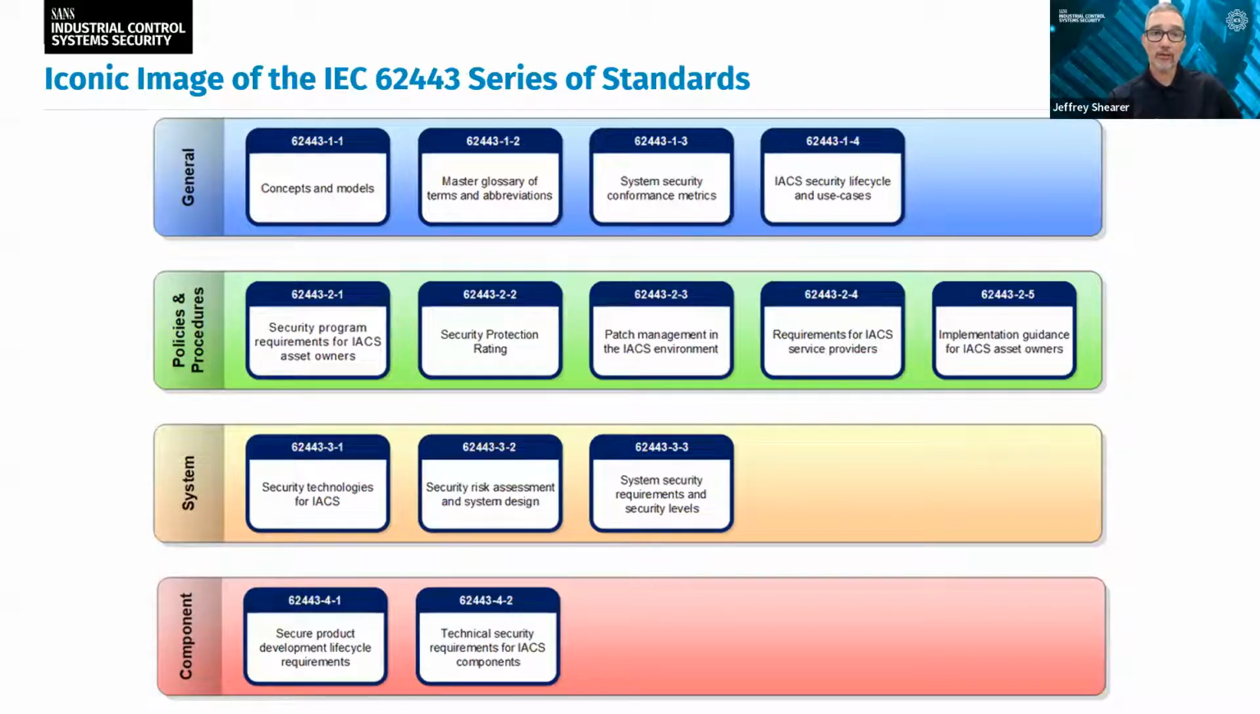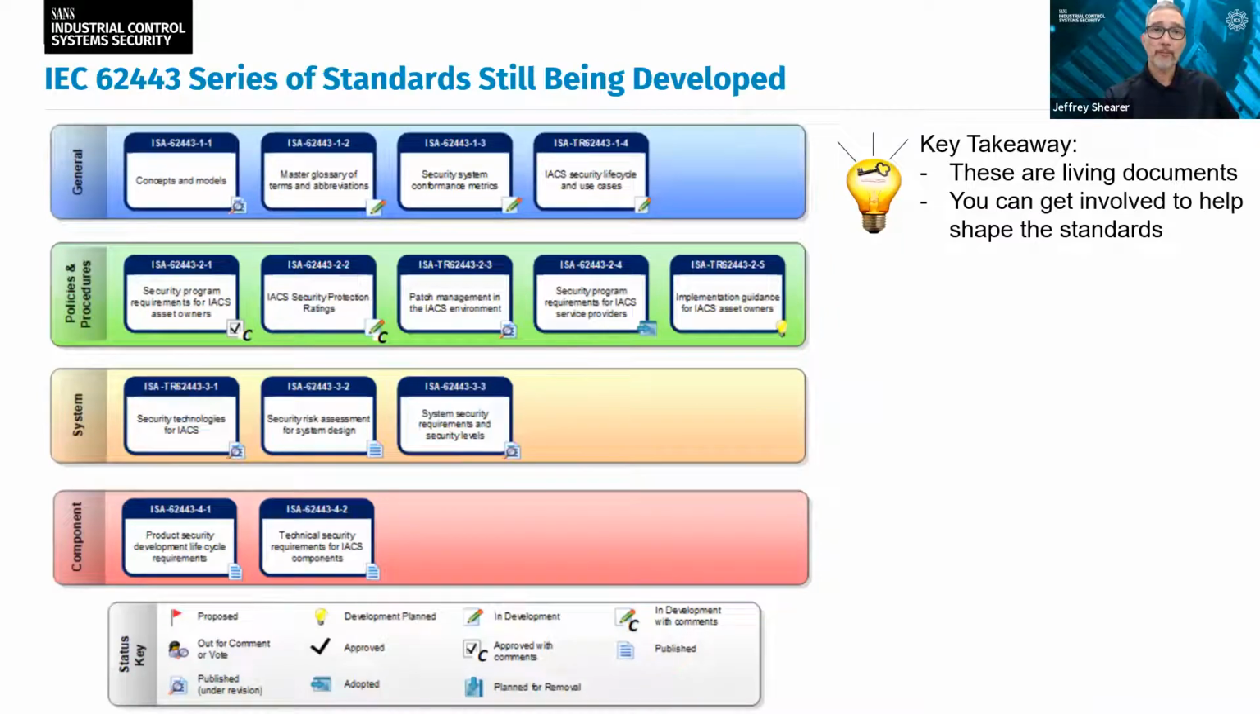And I'm going to spend a little bit of time grounding us on the general row. So I'm going to talk about 62443 1-1, which is going to be on the left-hand corner there. And then I'm going to jump down to the systems, 3-3-2 and 3-3-3. And I have a purpose for this.